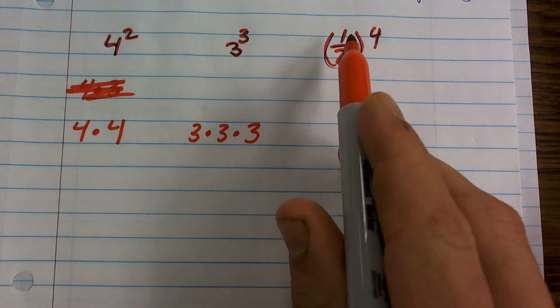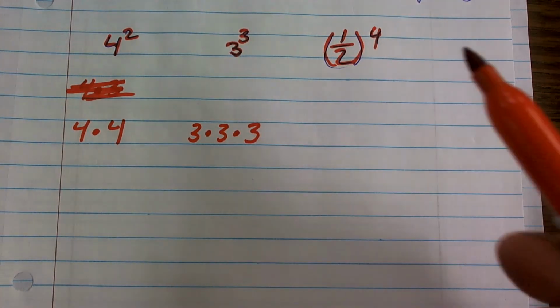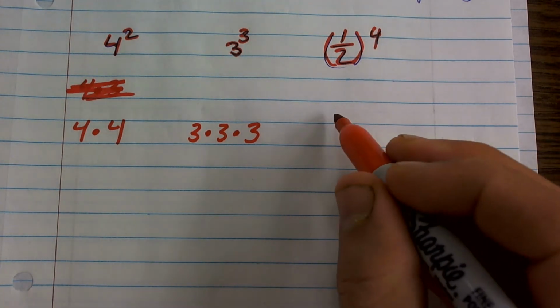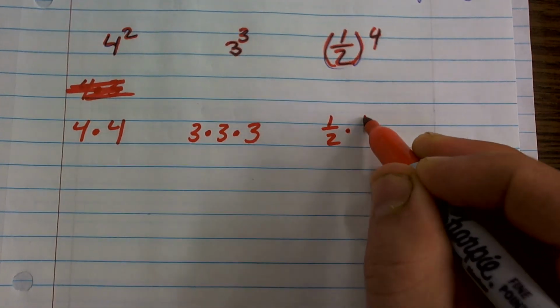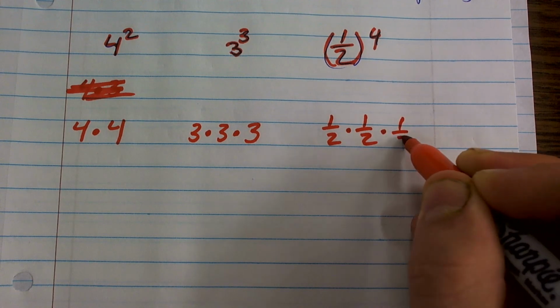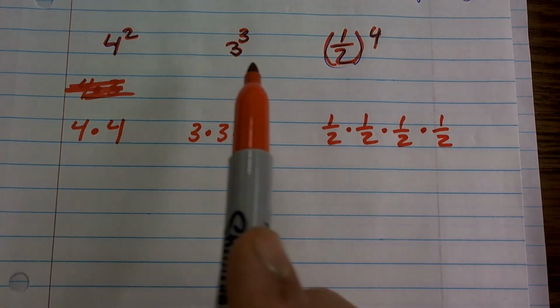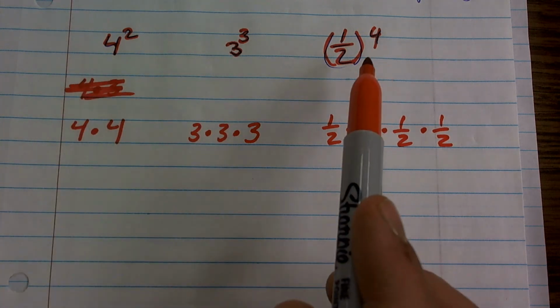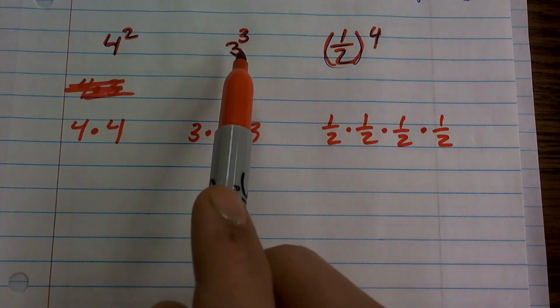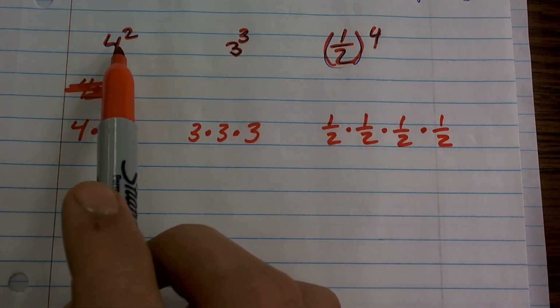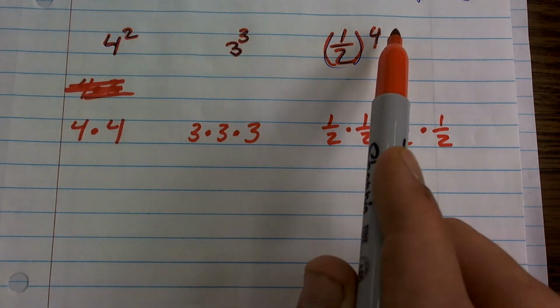Okay? So when I have 1/2 to the fourth, I'm again going to do the same thing. 1/2 times 1/2 times 1/2 times 1/2. So what we have here is each one of these is the base. So you take your base and you just multiply it by itself what your exponent is.